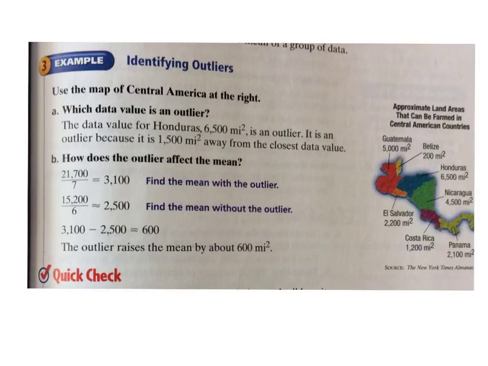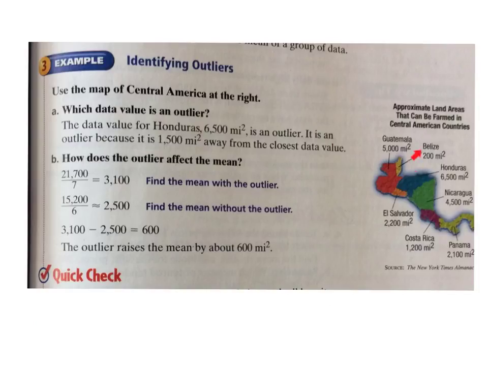Okay, so on this one, it says, use the map of Central America at the right. Which data value is an outlier? So the data value for Honduras, 6,500, is an outlier. It's an outlier because it is 1,500 miles squared away from the closest data value. Outliers can be bigger or smaller than the rest, and they're significantly bigger, right? So if you take a look here, there's 5,200, 6,500, 4,500, 2,100, 1,200, 2,200. And they're saying that Honduras at 6,500 is an outlier.